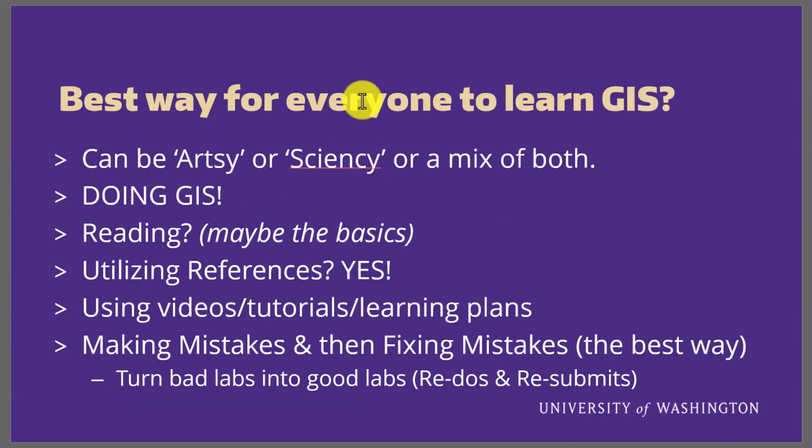The best way to learn GIS. The best way probably is the second bullet, which is doing GIS. You can be artsy and sciencey or a mix of both. It will probably take a combination of both to be very successful in this class, because there is some science to it and there's also some art to it. Personally, I was not so great with the art part, but I was able to do well enough, and most students are as well.